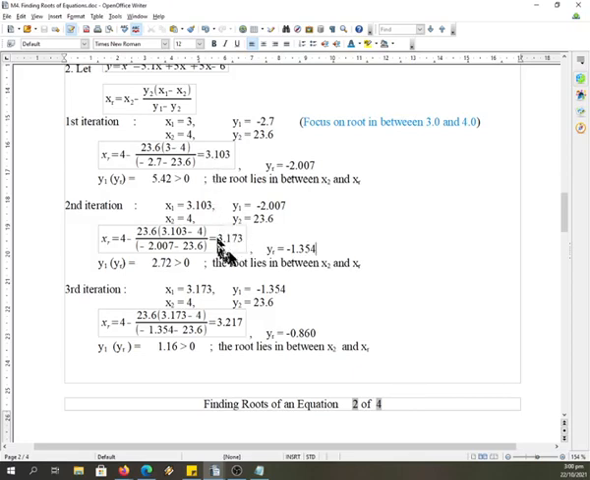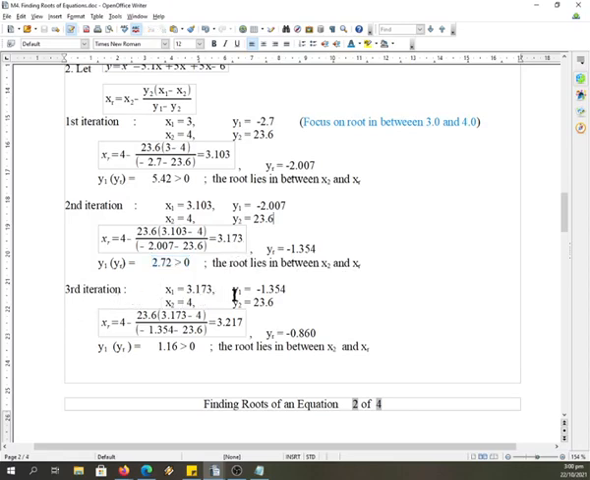Then increasing, we have 3.173. Now again, we apply the same principle, y1 times yr. This is still greater than 0. The root still lies between x2 and xr, meaning we expect a larger value of the root, larger than 3.173.